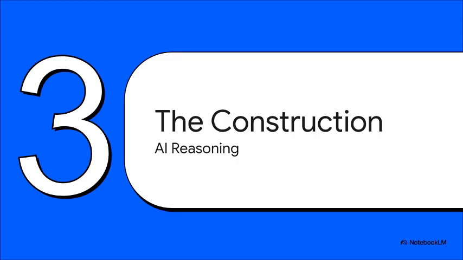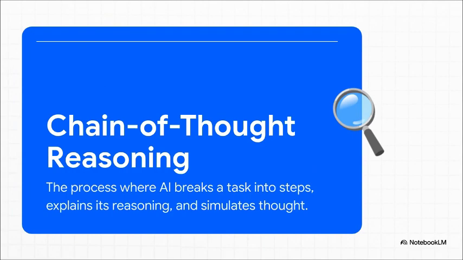All right, so we have our bricks, the tokens, and we have our blueprint, the patterns. Now, it's time for the construction. This is where AI starts to reason. It takes all those raw materials and the plan, and it starts to build something logical and coherent. A really key technique here is something called chain of thought reasoning, and this is a huge leap forward.